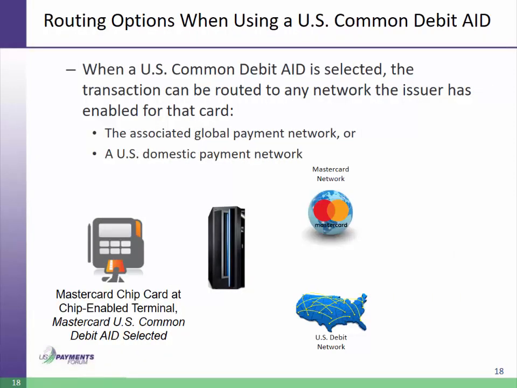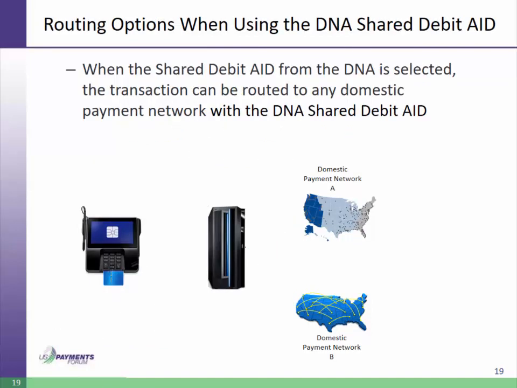During the interaction between the chip card and the terminal, if the merchant selects the U.S. Common Debit AID, the transaction can be routed to any network that is enabled for the card, either the associated global network or a U.S. domestic payment network. During the interaction between the chip card and the terminal, if the merchant selects the Shared Debit AID, the transaction can be routed to any U.S. domestic payment network that is enabled for the card.